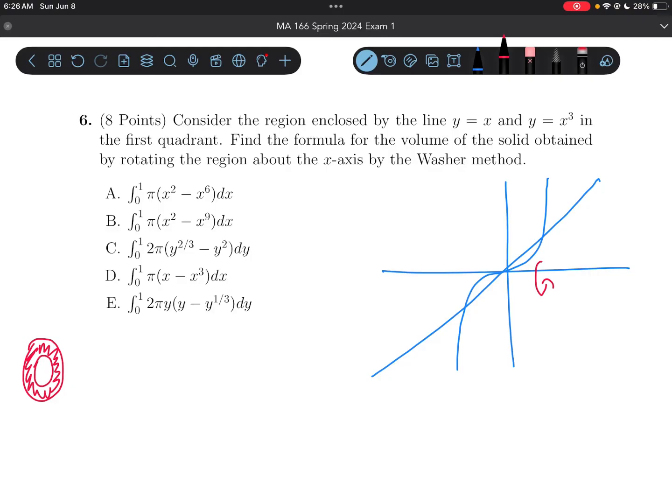So for example, in this case, I would take this tiny little strip here, and then if I rotate it, I get one disk, and I could take another, and then I would get a smaller disk. And basically I'm going to do this for every single tiny strip in this region to find the volume using the washer method. So that means we need to find the area of the disk first.